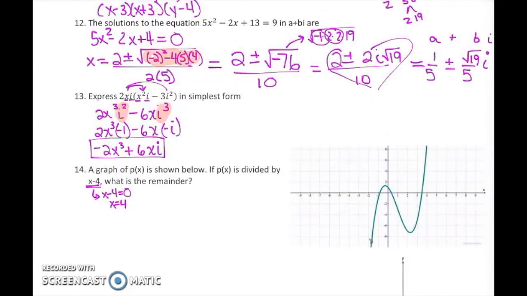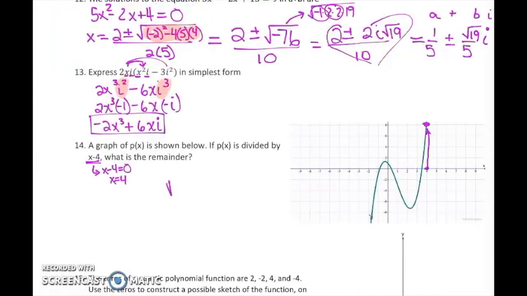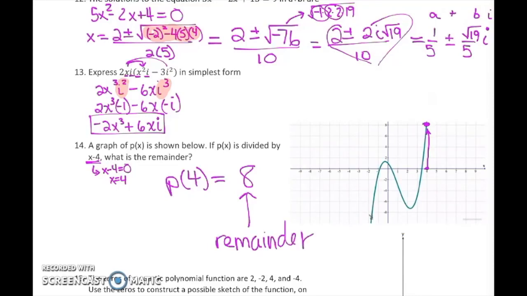So x equals 4. So let's look at when x equals 4. What's the value of the function? It is 8. Remember, we're finding p of 4 there. That's 8. And the remainder theorem tells me that the value of the function at that point is equal to the remainder when I divide by its corresponding factor.